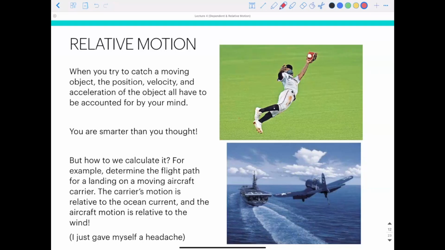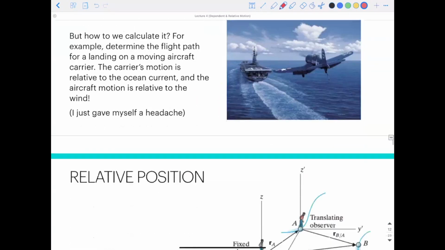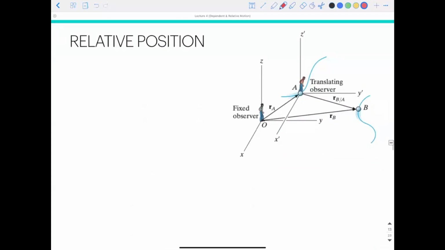But how do we actually calculate this? For example, if we wanted to determine the flight path for an aircraft that is landing on a moving aircraft carrier, the aircraft speed and velocity is given relative to the air, and the aircraft carrier is moving relative to the water. How would you actually calculate if those are the values that you knew? How would you calculate the velocity of the aircraft with respect to the aircraft carrier? So equations or problems can get quite complex, but we can break them down to make them a little bit easier.